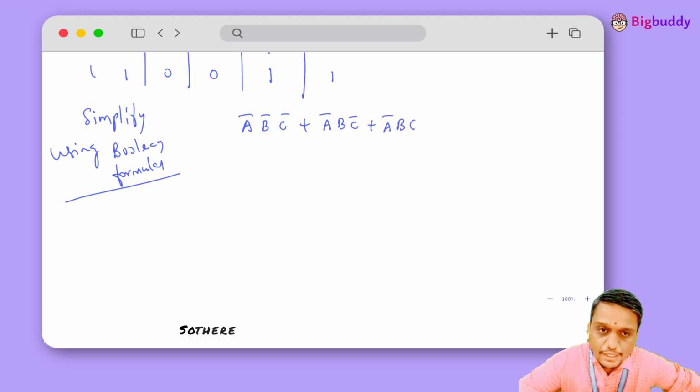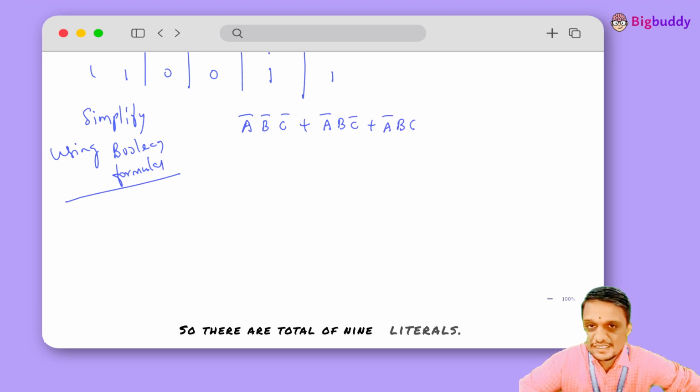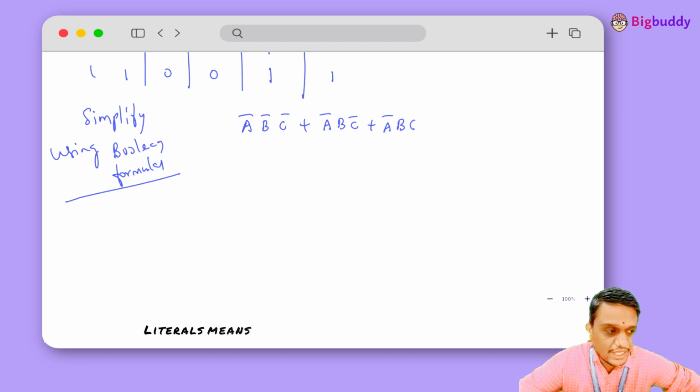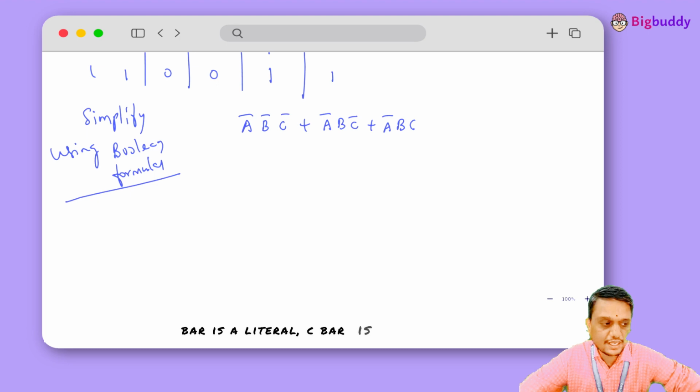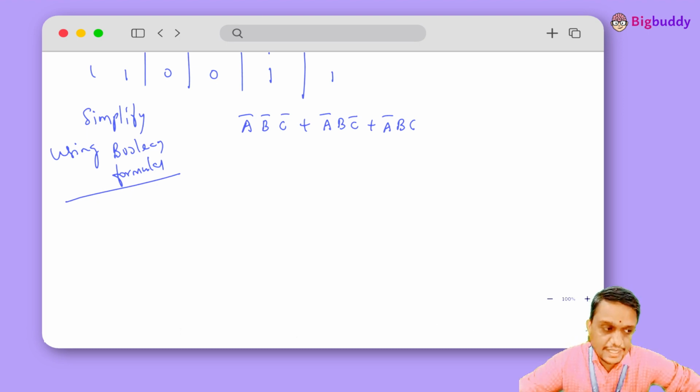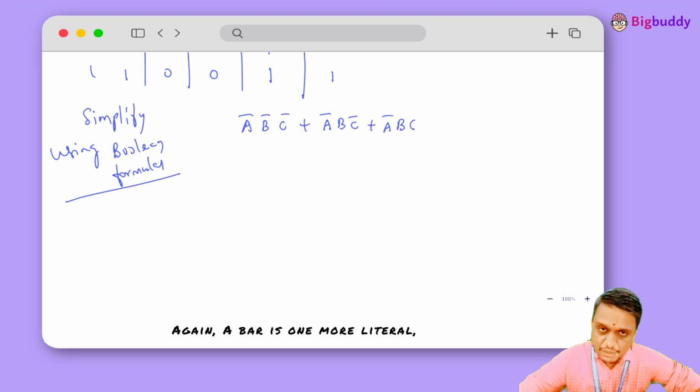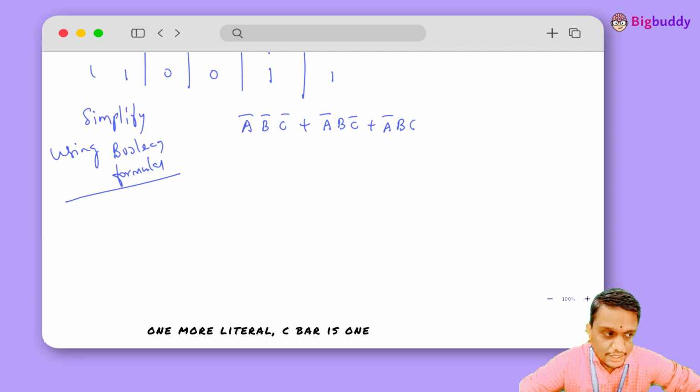There are a total of 9 literals. Literals means each one: A bar is a literal, B bar is a literal, C bar is a literal. Again A bar is one more literal, B is one more literal, C bar is one more literal. So in total there are 9 literals here. Now what exactly is simplification? The meaning of simplification is reducing the number of literals.